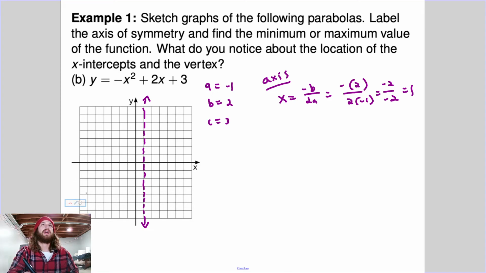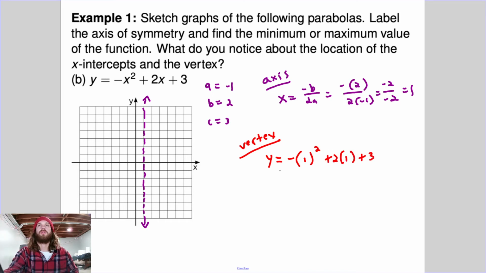Now, our vertex is somewhere on this line. We've got to figure out where, so we're going to plug in 1. It'll be y equals -1 squared plus 2 times 1 plus 3, which is y equals -1 plus 2 plus 3, which is -1 plus 5, which is 4. So our vertex here is (1, 4).